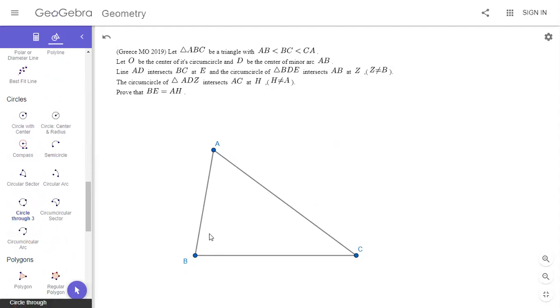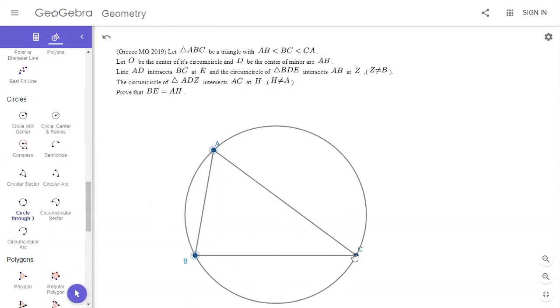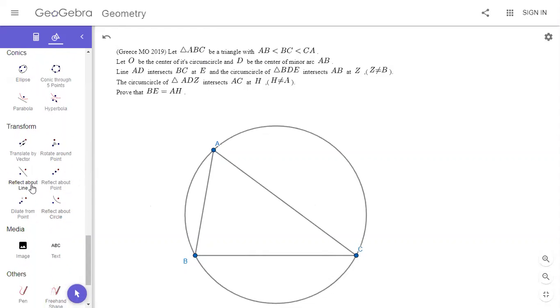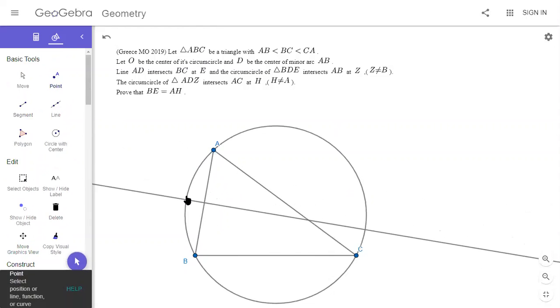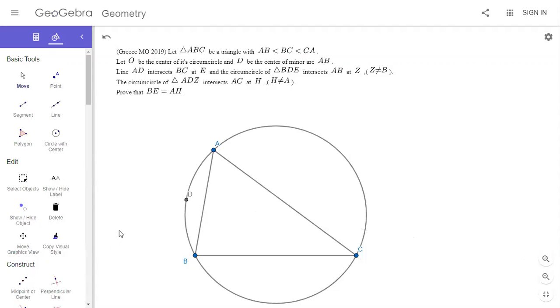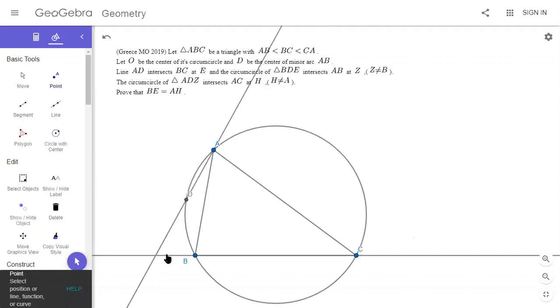Let's see, I'm just going to draw it like this for now, but it might be better if A, B, and C are permuted. Where's my perpendicular bisector? So D is the center of that. AD intersects BC at E. And the circumcircle of BDE intersects AB at Z.